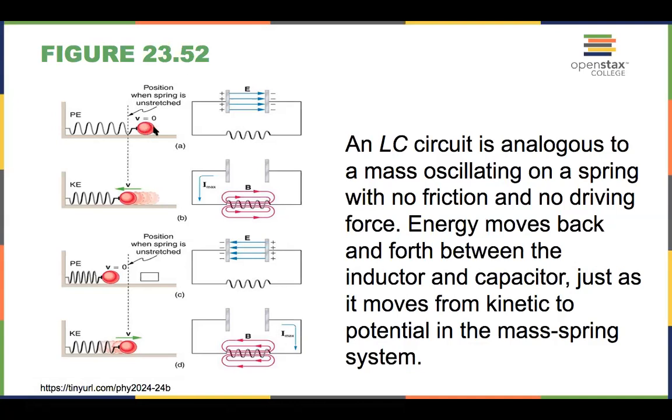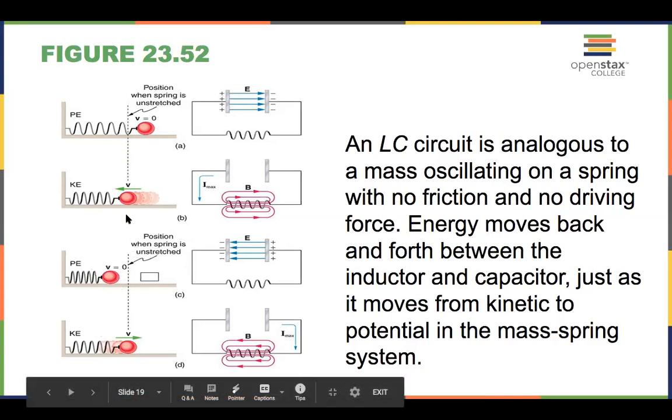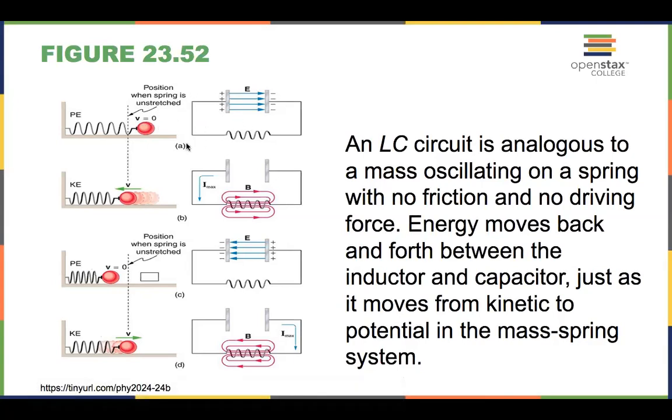Just like in physics one, when we talk about a mass attached to a spring on a smooth surface, if you pull the mass to one side, you are storing energy in the spring as potential energy. If you release it, the mass goes back and forth, potential energy converted into kinetic energy and then kinetic energy back into potential energy. This is resonance again. These two are analogs of each other: energy stored in one form is converted to another form and back and forth. This is what happens in a pure LC circuit.